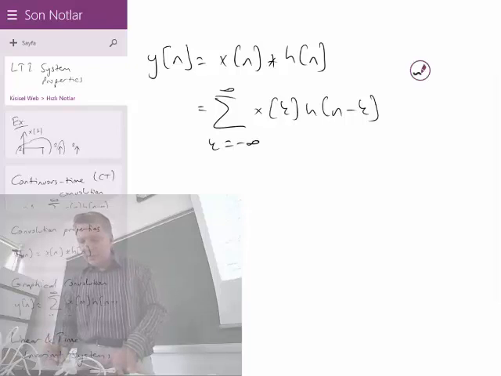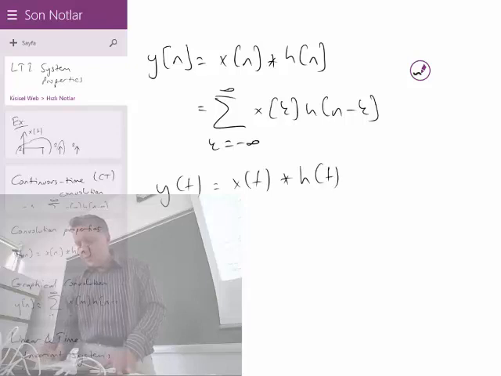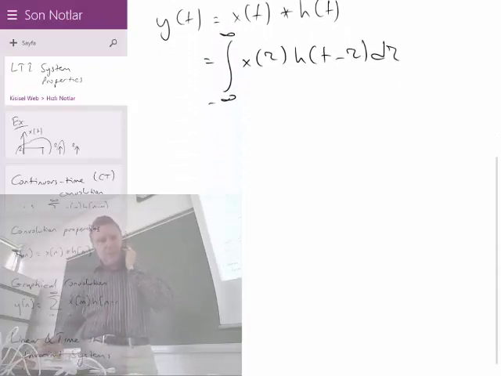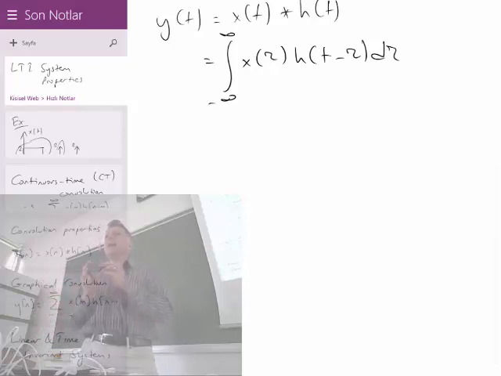And in continuous time, y(t) is x(t) convolved with h(t), which is defined to be an integral from minus infinity to infinity of x(tau) h(t minus tau) d tau. So the summation is translated into the integral. And what are the properties that we can say about linear and time invariant systems? Previously, if you remember, we have covered a lot of properties of systems in general, not necessarily linear and time invariant. In fact, linearity and time invariance were by themselves properties of systems.